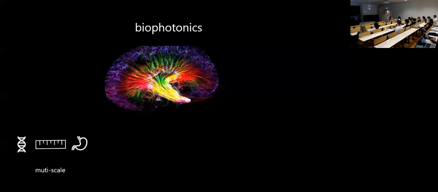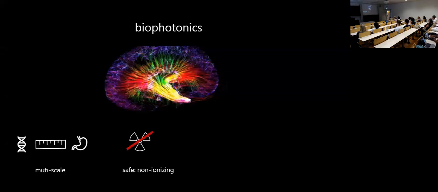With biophysics, we can have techniques that image on multiple scales. We can make microscopes that go down to the molecular level, to the DNA level, or we can have techniques such as a wide field camera that characterizes at organ scale. So the scales we can probe are wide.